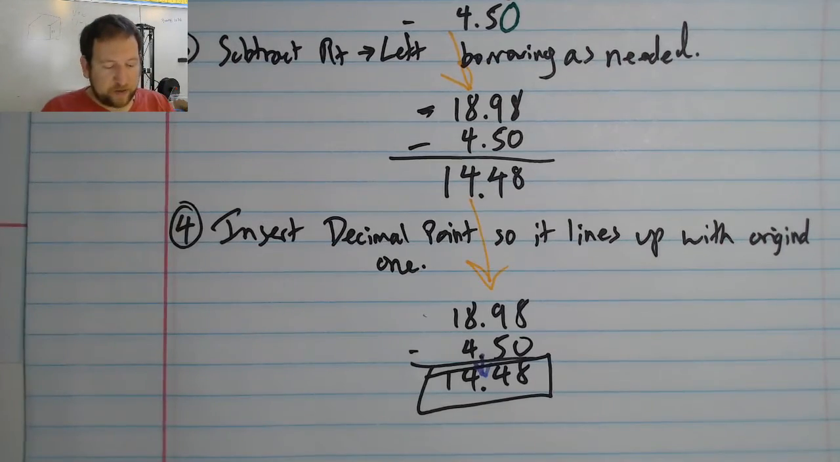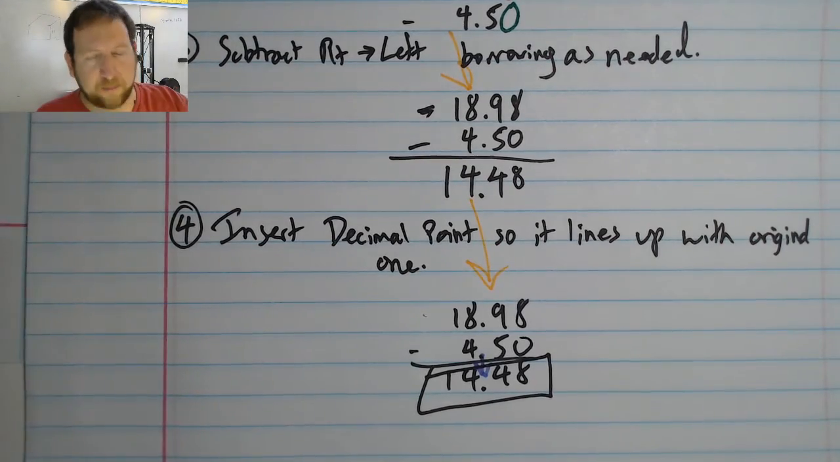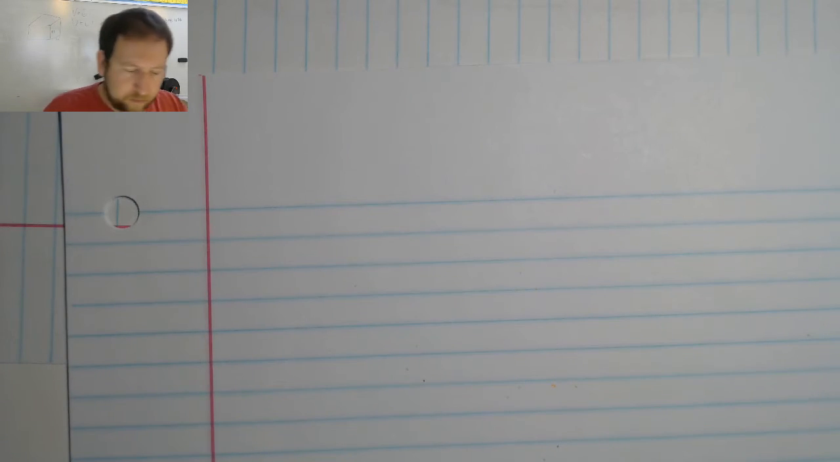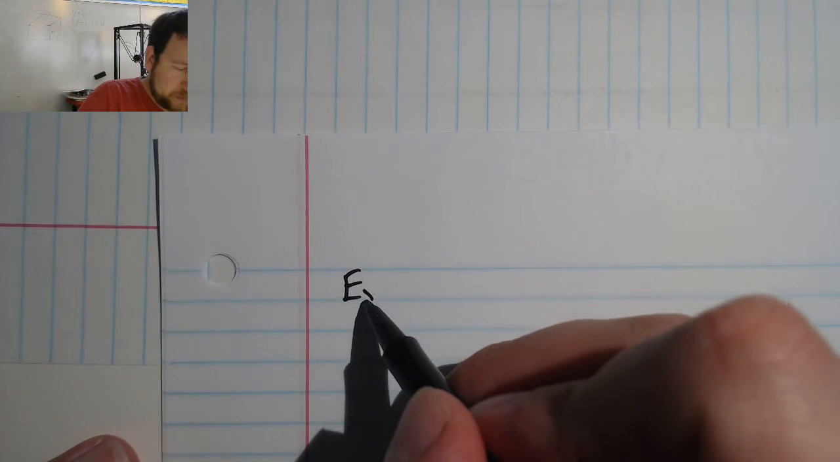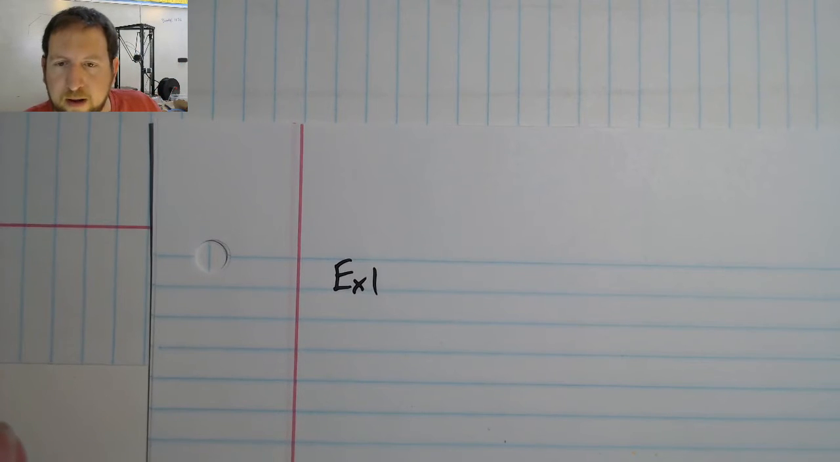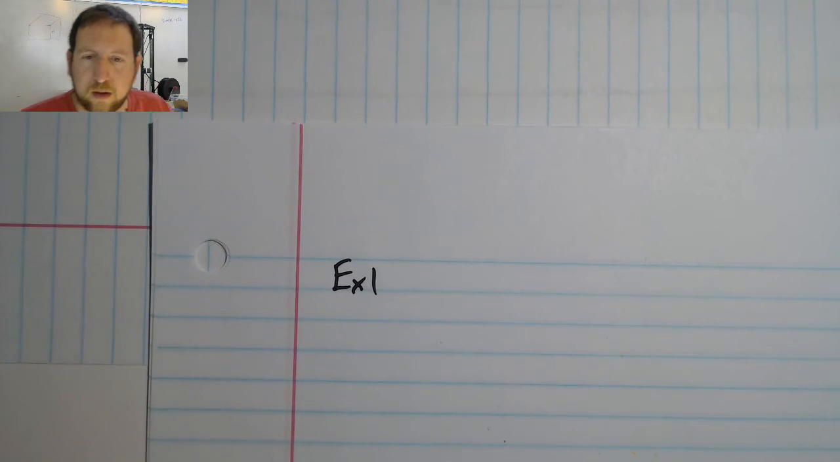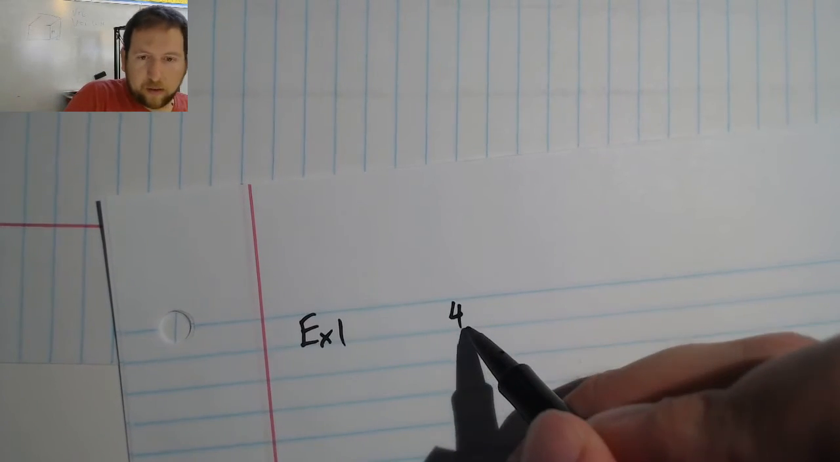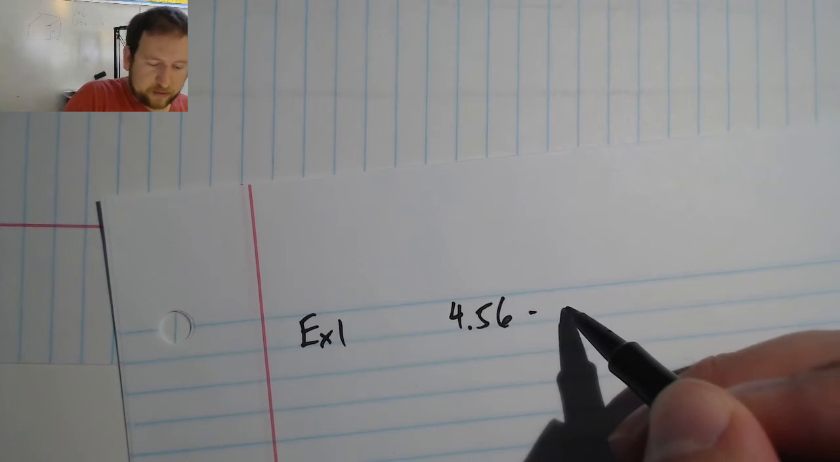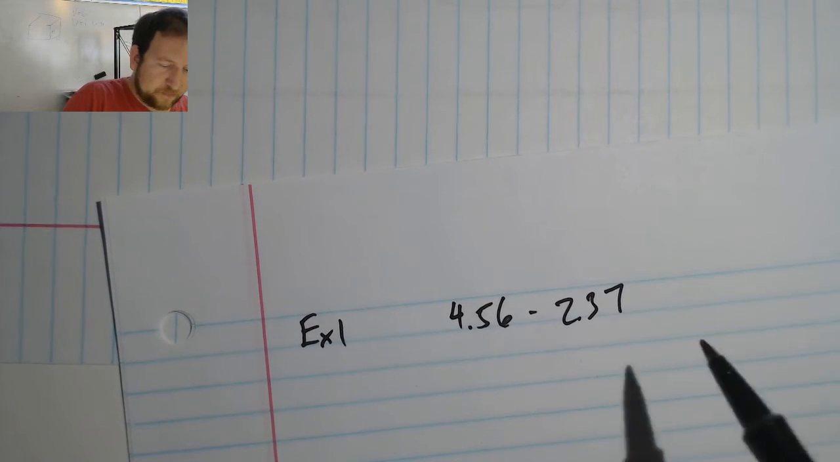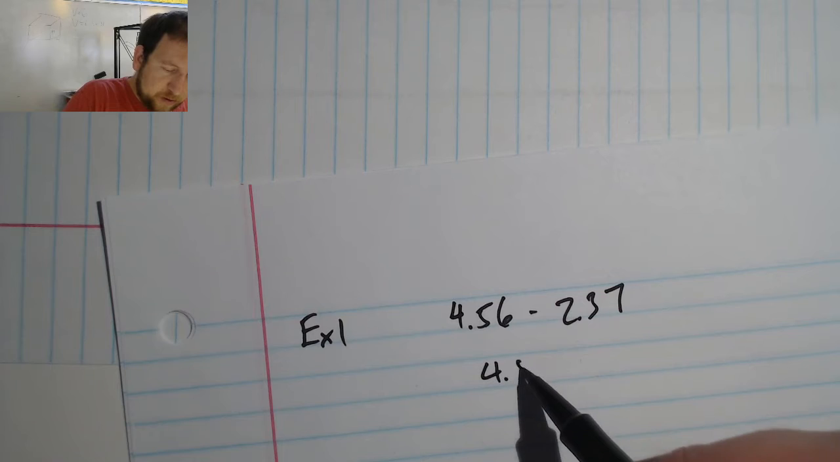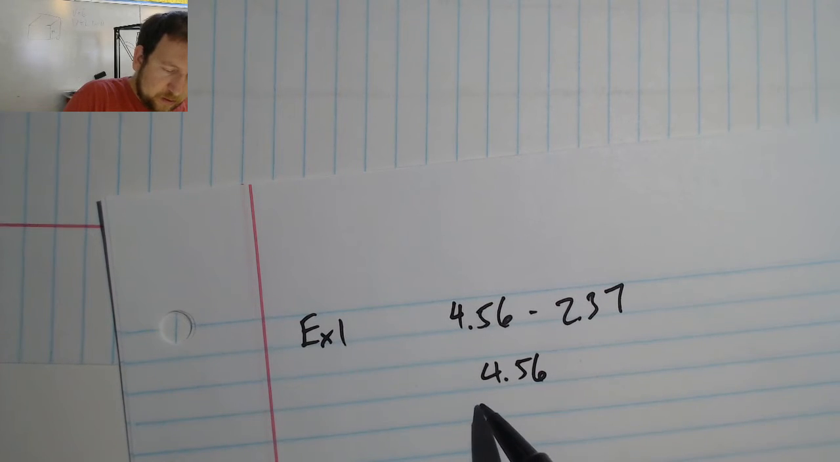Nice. Now, if you feel like you know how to do this, then go ahead and go on. I'll do a couple examples. Find one that I like. All right. 4.56 minus 2.37.